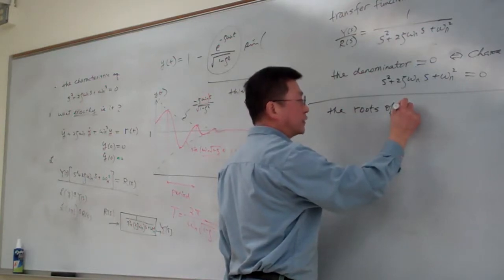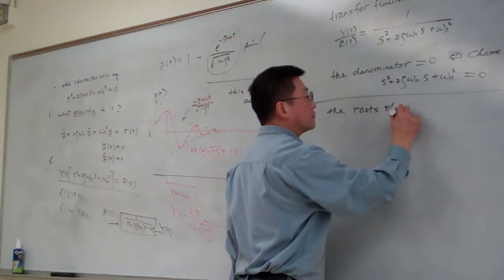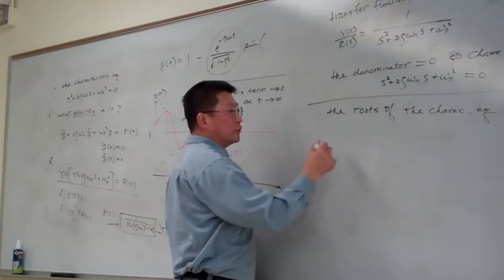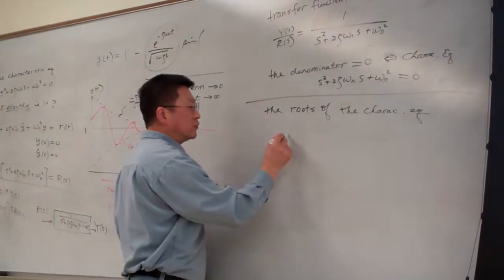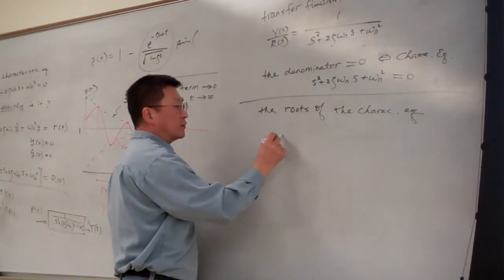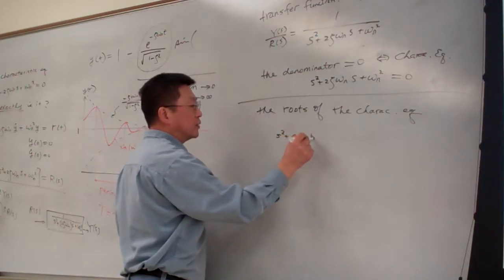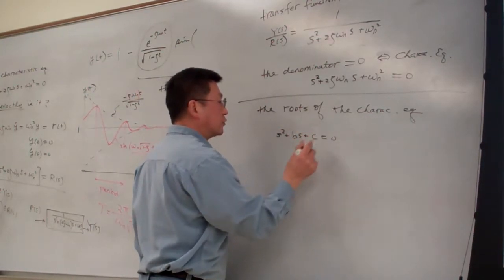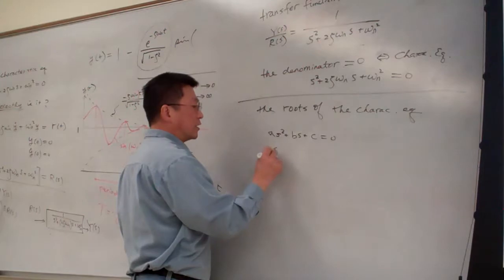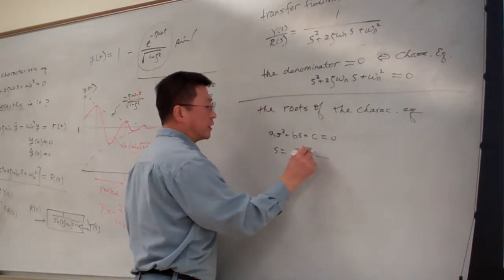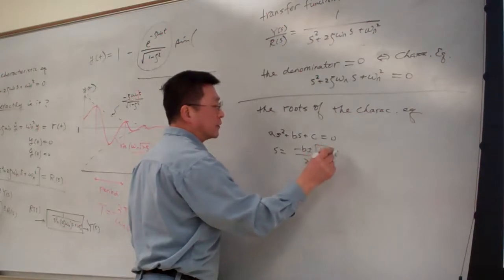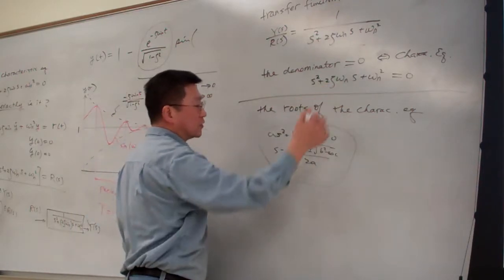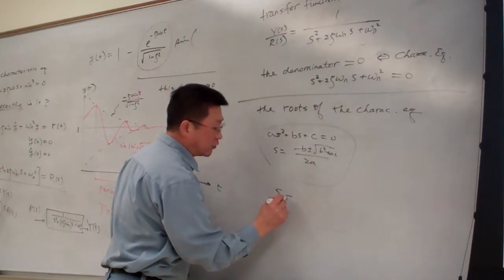of the characteristic equation. Basically, if we plug in, for a s squared plus b s plus c equal to 0, then s is equal to minus b plus or minus the square root of b squared minus 4ac, all over 2a, right? I simply take up these equations.